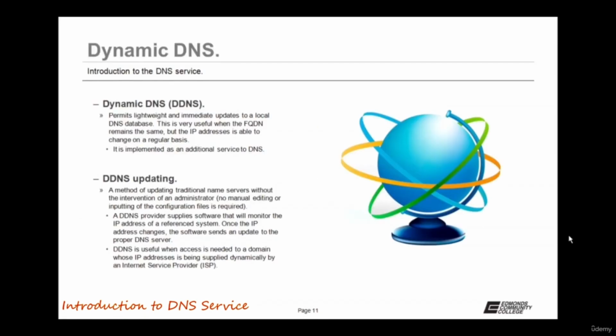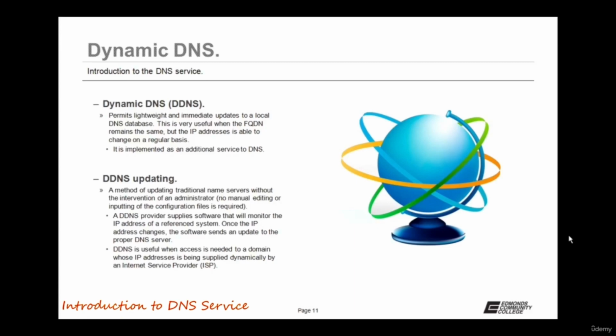Now, dynamic DNS, or DDNS, permits lightweight and immediate updates to a local DNS database. This is very useful for when the FQDN, or hostname, remains the same, but the IP address is able to change on a regular basis. Dynamic DNS is implemented as an additional service to DNS, and it's implemented through DDNS updating.